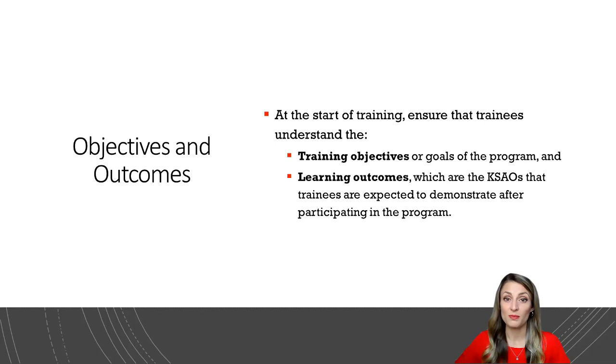People tend to learn best when they know what to expect, when they understand the training objectives and the learning outcomes. Training objectives are the goals of the training program, what the program wants to accomplish. Learning outcomes are trainees' goals, the things we want trainees to learn how to do, to be able to demonstrate at the end of training.